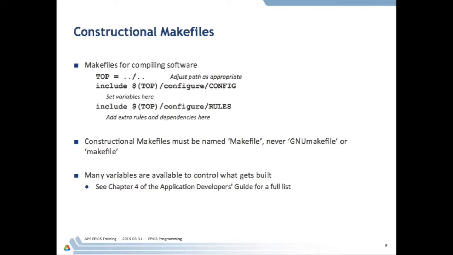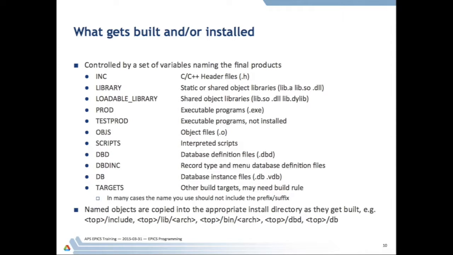And then the variables they talk about, there are many variables that are actually available to control what gets built. I'm going to cover a number of them here, but Chapter 4 of the Application Developer's Guide gives a fuller list of all the things that are available to you. But I will cover the main ones here. So these then control what gets built and/or installed. And we have a series of variable names in these constructional makefiles, which basically list the things that you want make to build for you. This is the set of targets that I actually want to output from this build process.